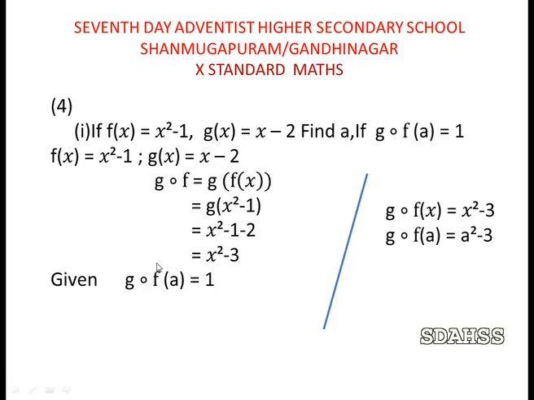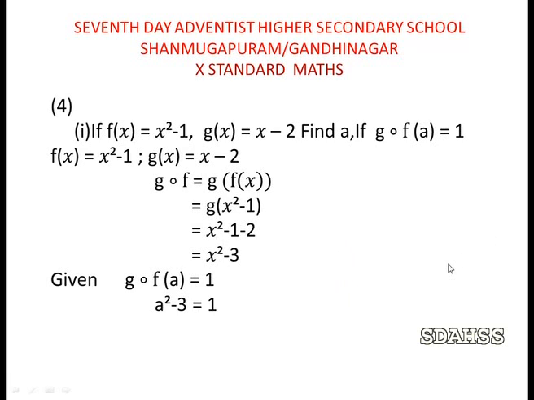Now you have to substitute g dot f of a is equal to a square minus 3. Now you have a square minus 3 is equal to 1. You bring minus 3 to the other side, it becomes positive. So you have a square is equal to 3 plus 1. 3 plus 1 is equal to 4. Now taking the square root on both sides, you have a is equal to plus or minus 2.